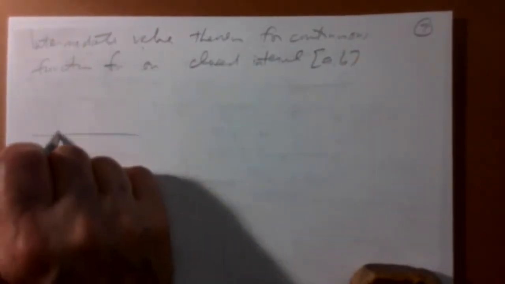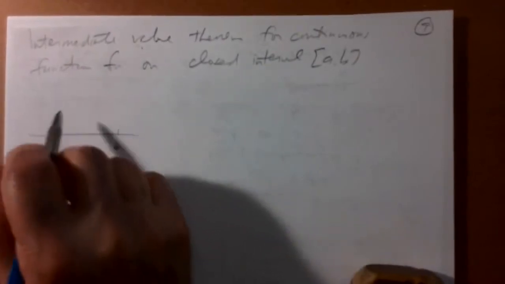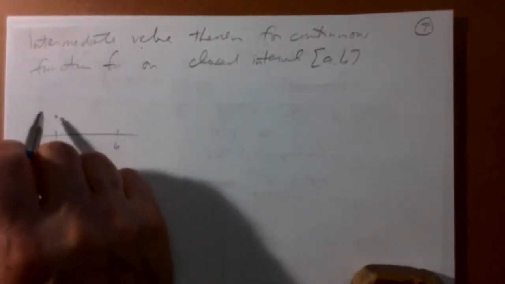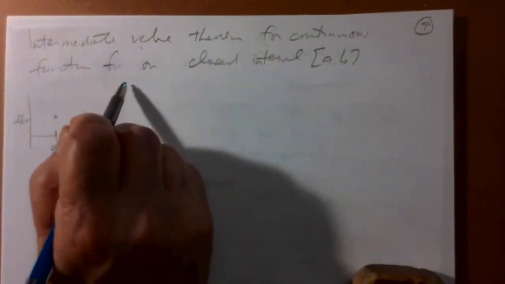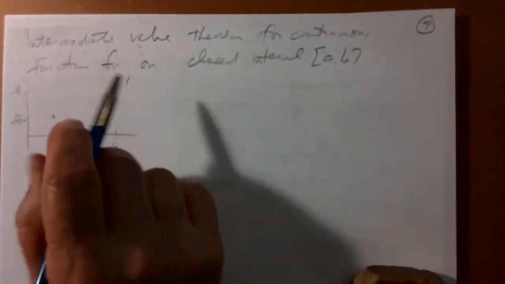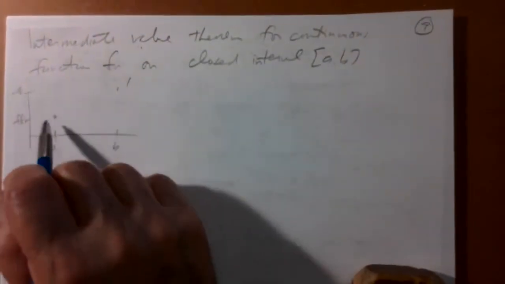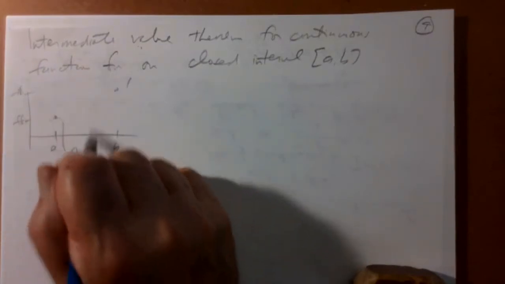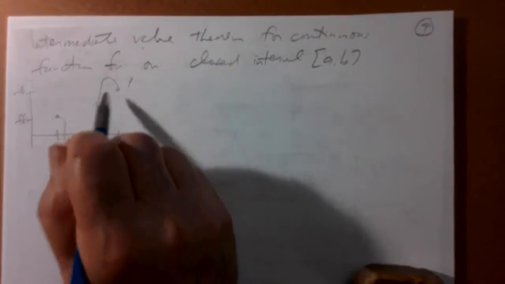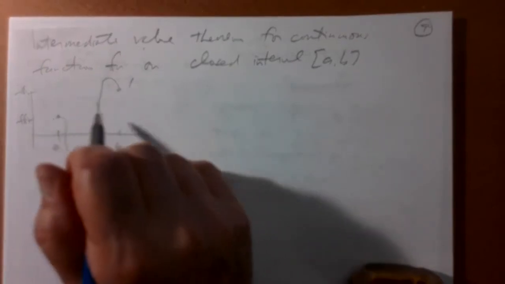So here on the number line, we have a and we have b. And let's say this is f of a, and this is f of b, and the function is continuous. So you can think of it as like we go from here to here along the graph of the function, and we don't have to take our pencil off the paper.